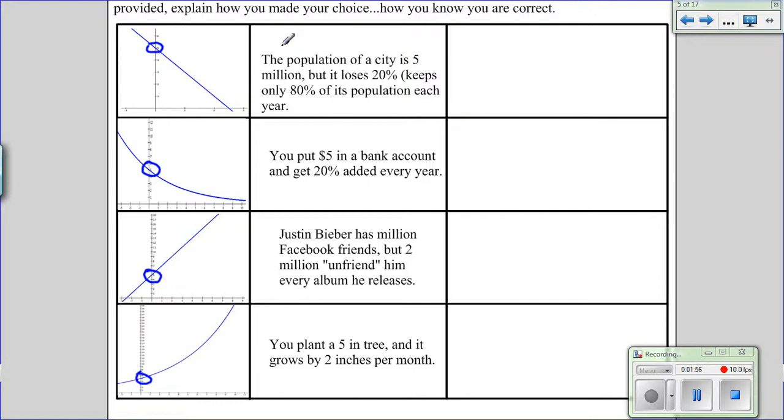The population of the city is 5 million, but it loses 20%. And that means it keeps only 80% of its population. Gee, these percentage numbers are big flashing red lights to tell me that this is exponential. Now, the other thing that I'm going to do right now is that it's losing. So I know this is going to be exponential decay, which means it's probably this guy, but we'll determine that in a second. You put $5 in your bank account and get 20% added each year. Now, again, percentage, big flashing red light that it's going to be exponential, and the fact that it's being added means it's going to be increasing.